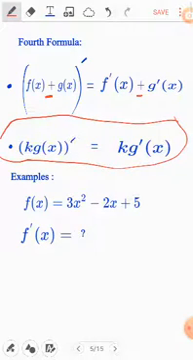Also, this is the previous formula: k g of x prime is equal to k g prime of x.